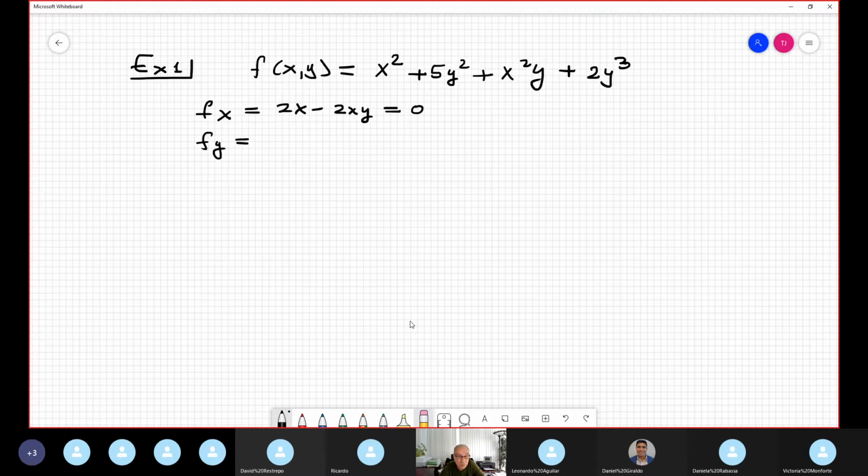Likewise, when you take the partial derivative with respect to y, this is 0, this is 10y, plus x squared, and this is 6y squared, equal to 0. And now at this moment we have two equations, 1 and 2. We have a system of equations, a non-linear system of equations. Always this is a challenge.